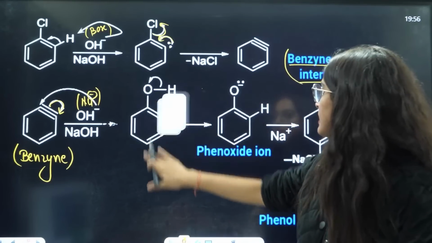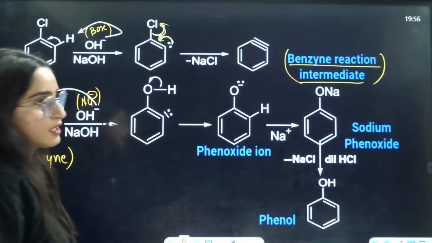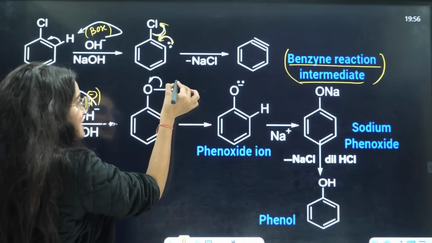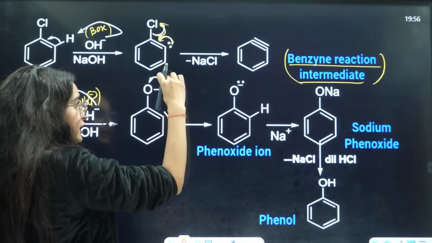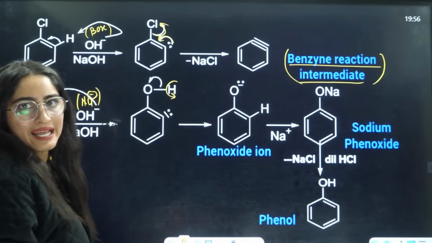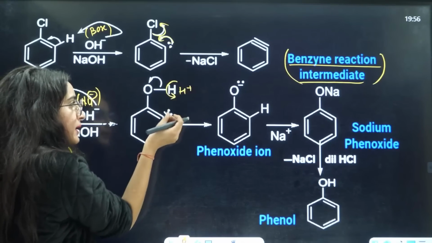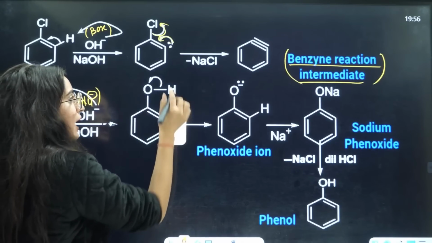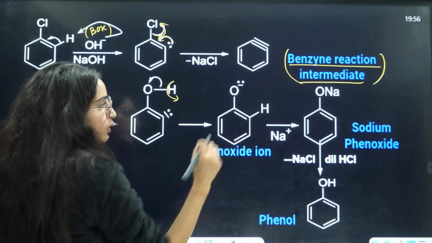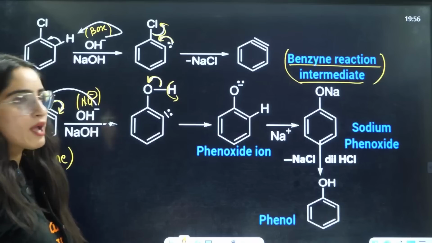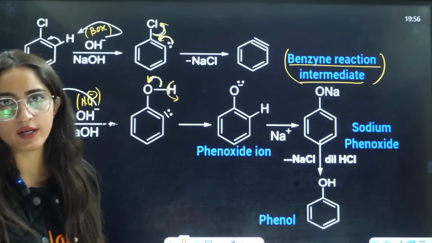This we need to see, right? So what will happen here is a very, very important step. This H will be internally transferred to this negative. This is H positive, this is negative. This will be internally transferred here and here you will have the attachment of this H. These electrons will jump to this O and you will have O negative here.